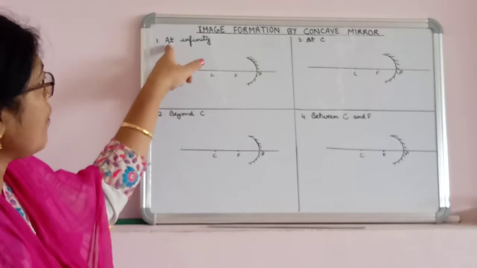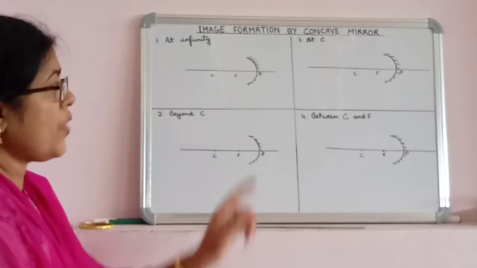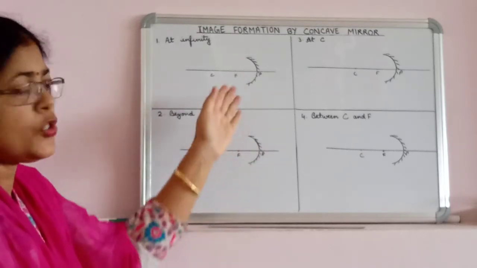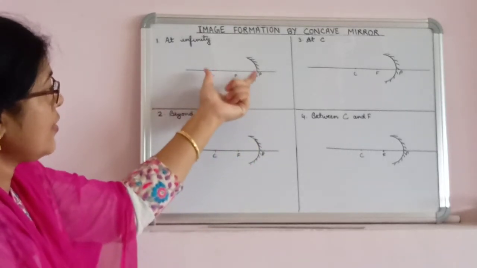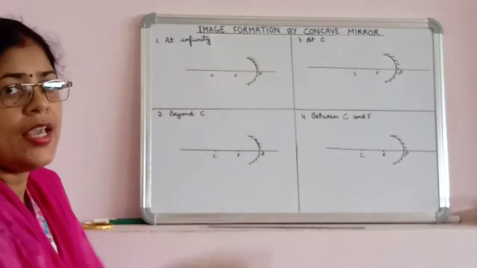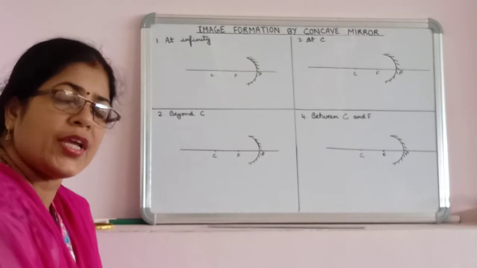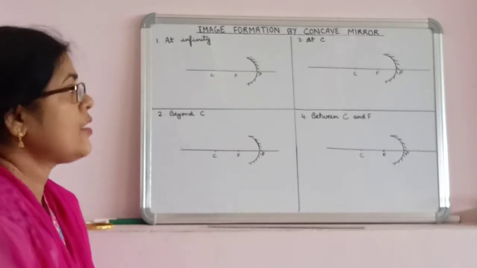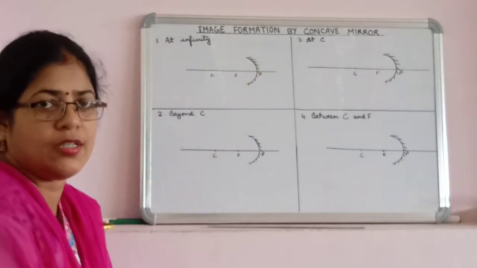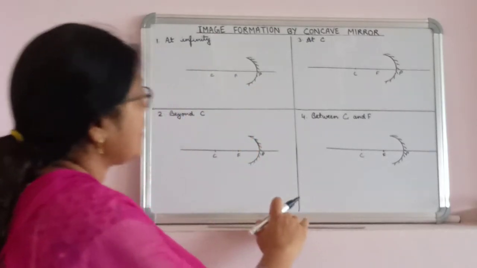In the first case, the object is placed at infinity, meaning very far away from the mirror. So this is the mirror, and focus, C and P points we can show like this. Always take the distance after measuring. Suppose you are taking the distance of C from P as 6 centimeter, so exactly at 3 centimeter you have to take the focus. You can take the distance according to your choice. Suppose you are taking 8 centimeter, you have to take the focus at 4 centimeter like this. Okay, so let us try to find out what happens in this case.